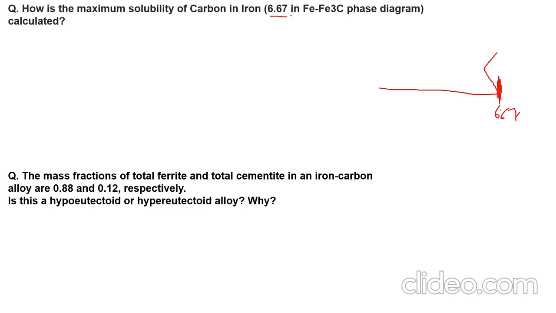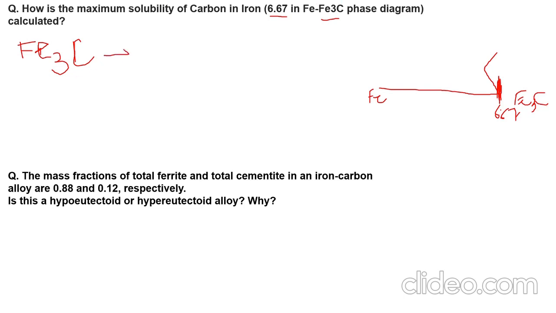You know what this Fe3C is? This is your cementite phase, right? Because you are having a diagram between your iron and cementite phase, this is your iron and this is your cementite, Fe3C. So, how do you calculate this maximum solubility of carbon? First, we will see what this cementite phase is.